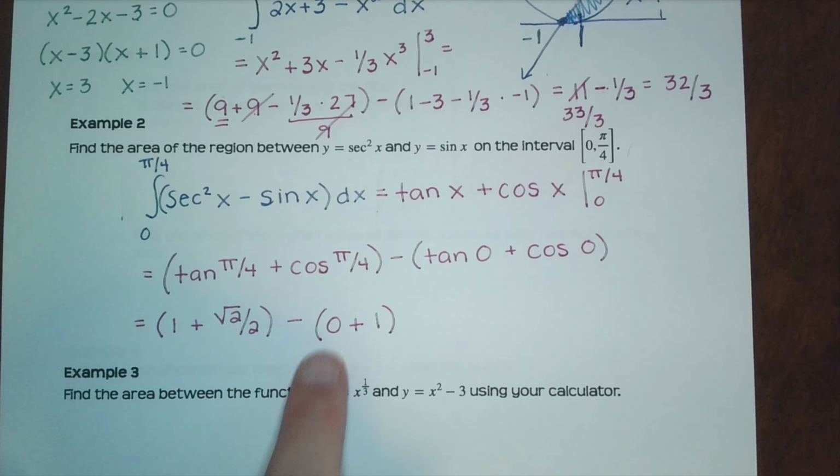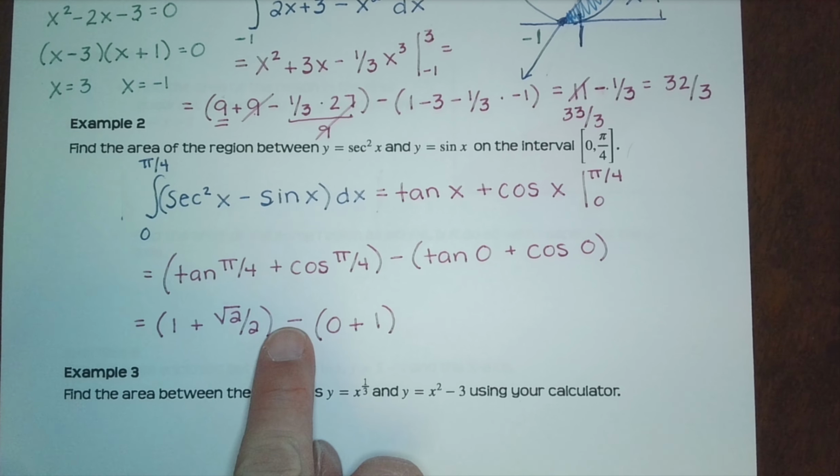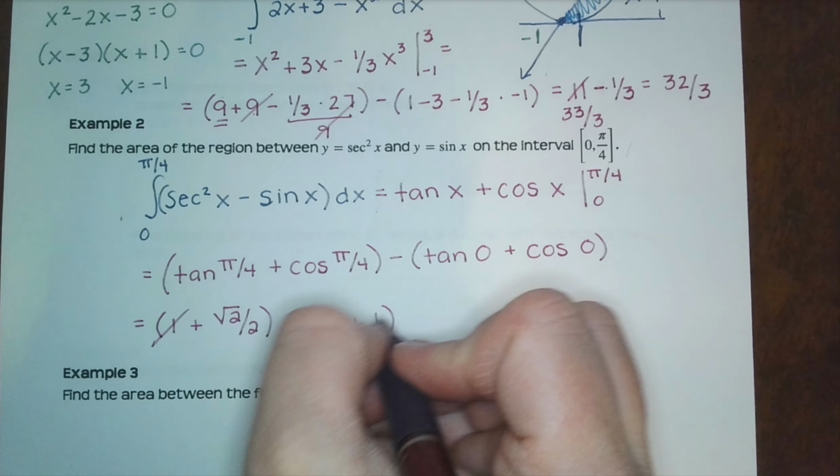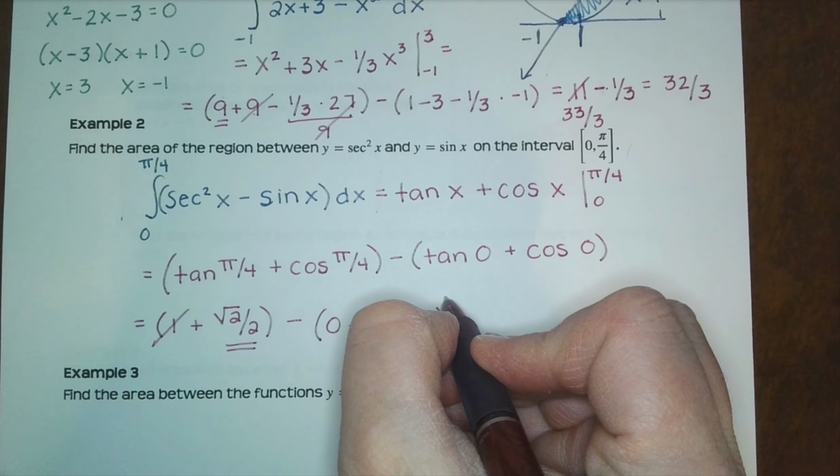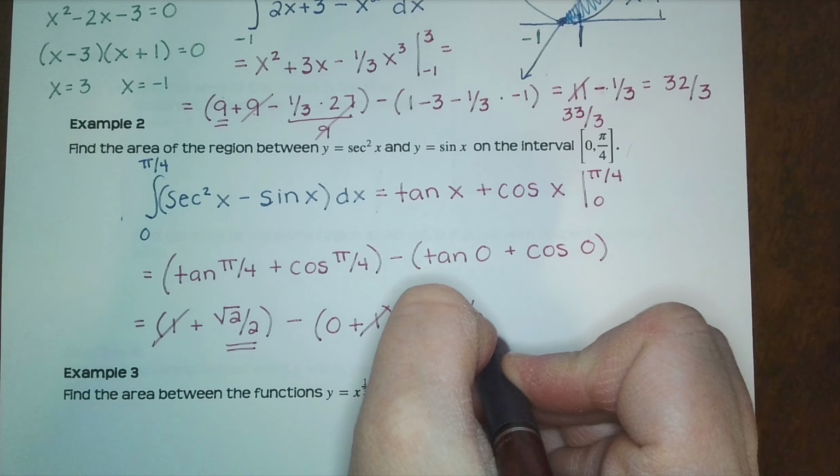Okay, what I am seeing here is, first of all, nobody cares about the 0. And then I have a 1 minus 1. And so really, this is just my answer. Square root of 2 over 2.